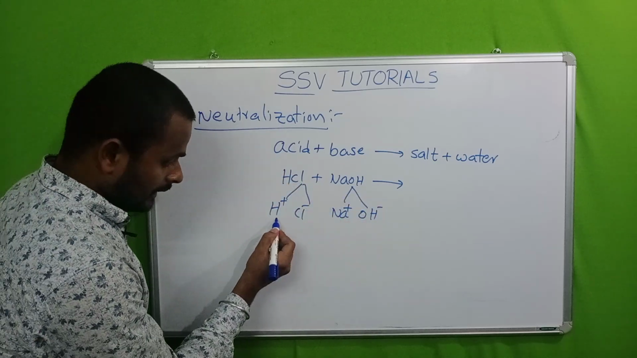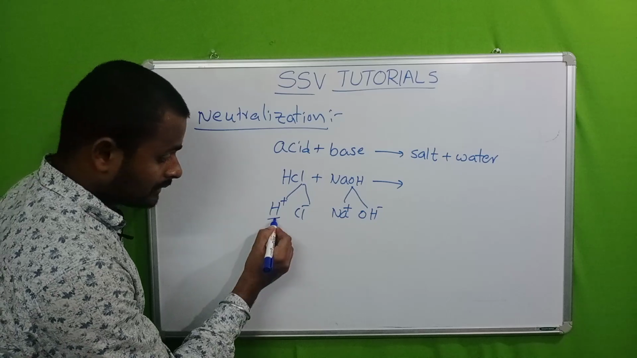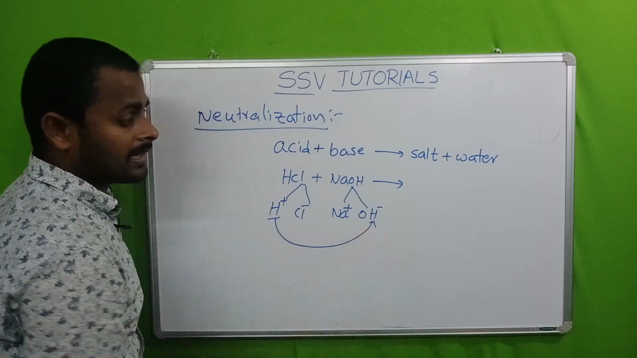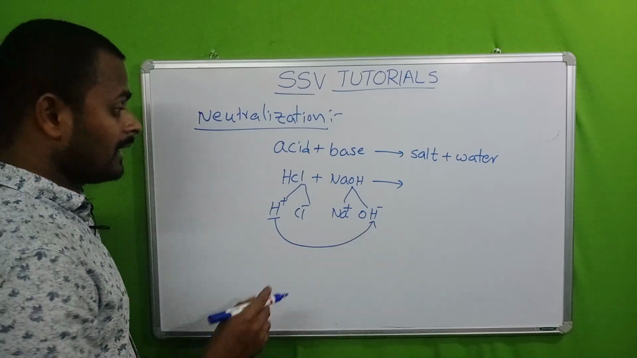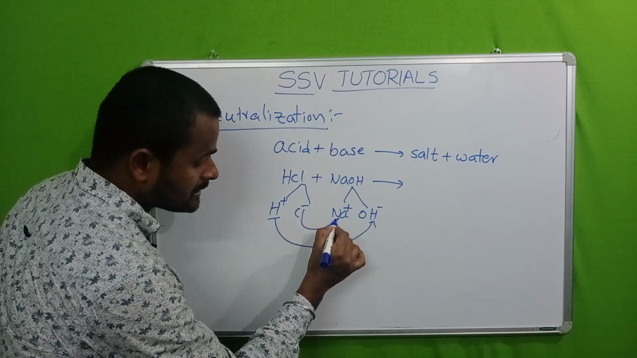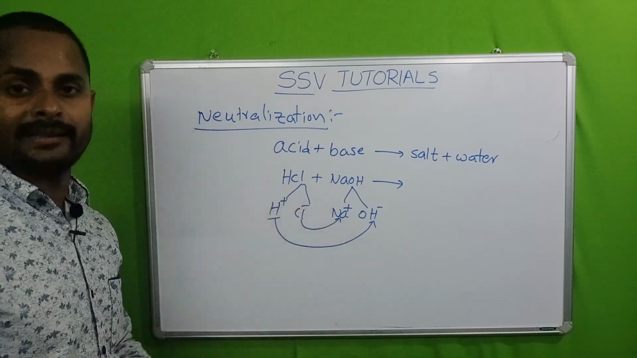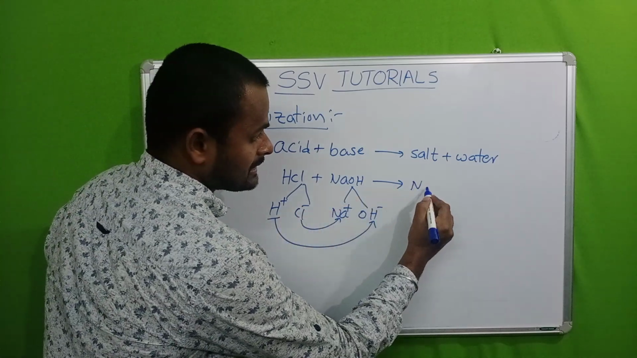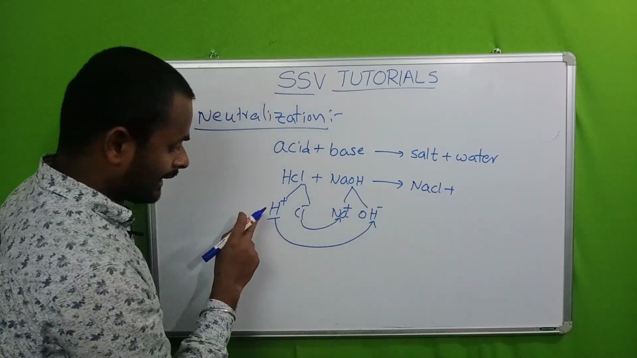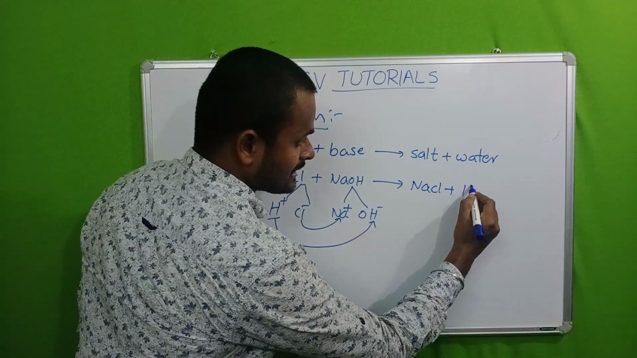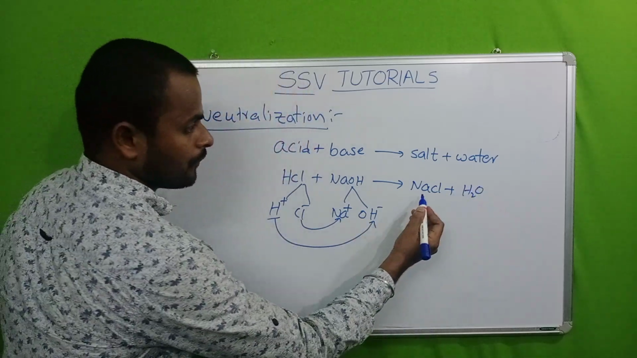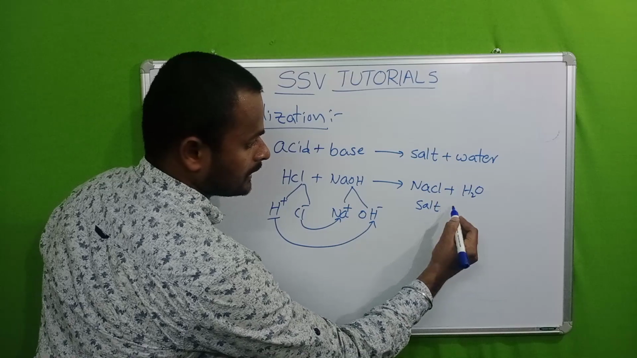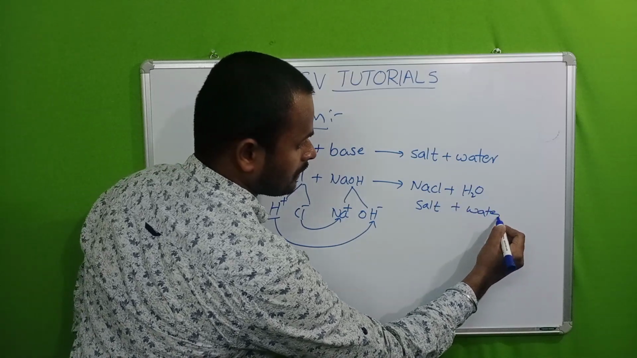Here H plus is the cation. This cation is reacting with the anion OH minus, and the anion Cl minus is moving with the cation Na plus. So Na plus and Cl minus form NaCl, and H plus and OH minus form H2O. So NaCl means salt and H2O means water.